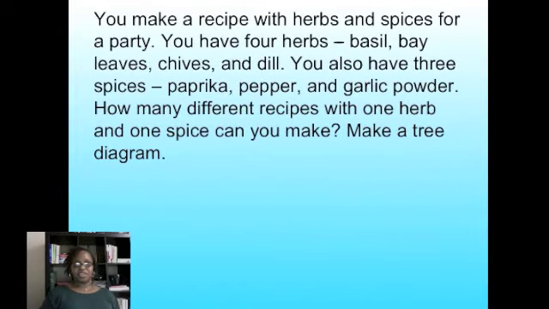All right, on your next example, you were supposed to make a tree diagram for all the possible outcomes for this recipe with 1 herb and 1 spice. I am going to start with the herbs, and I'm going to abbreviate some of these. On my herbs, I've got basil, bay leaves, which I'm just going to use BL, chives, and dill.